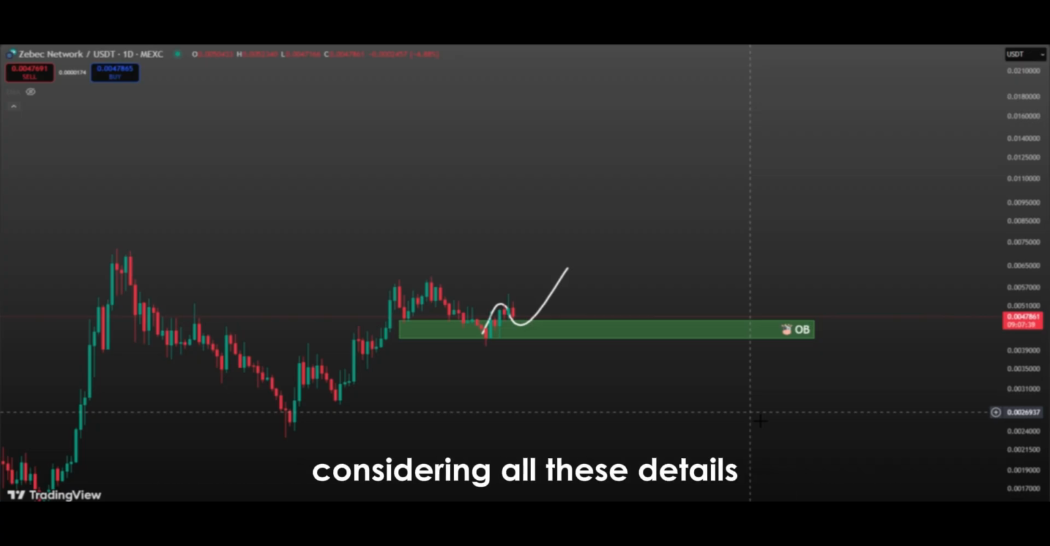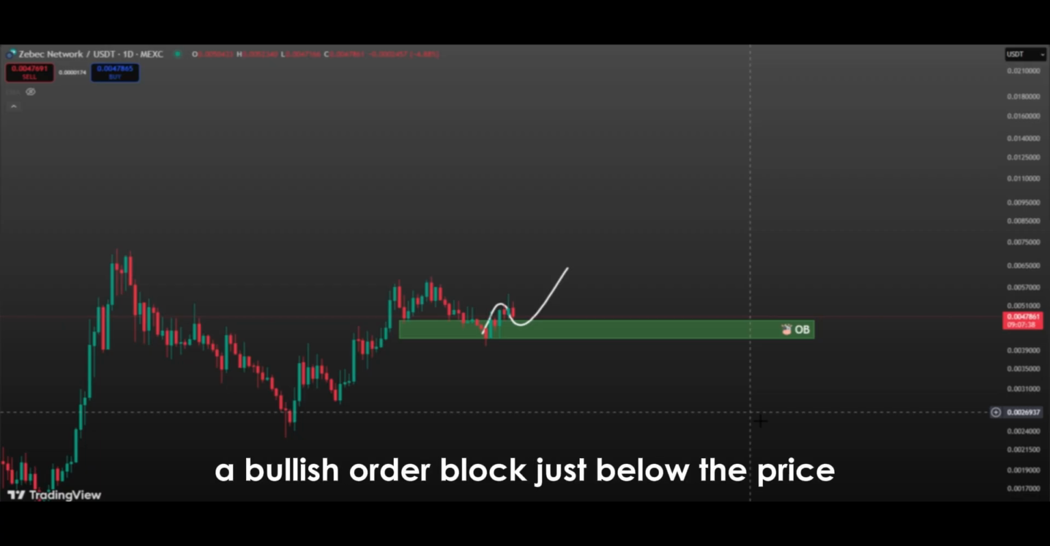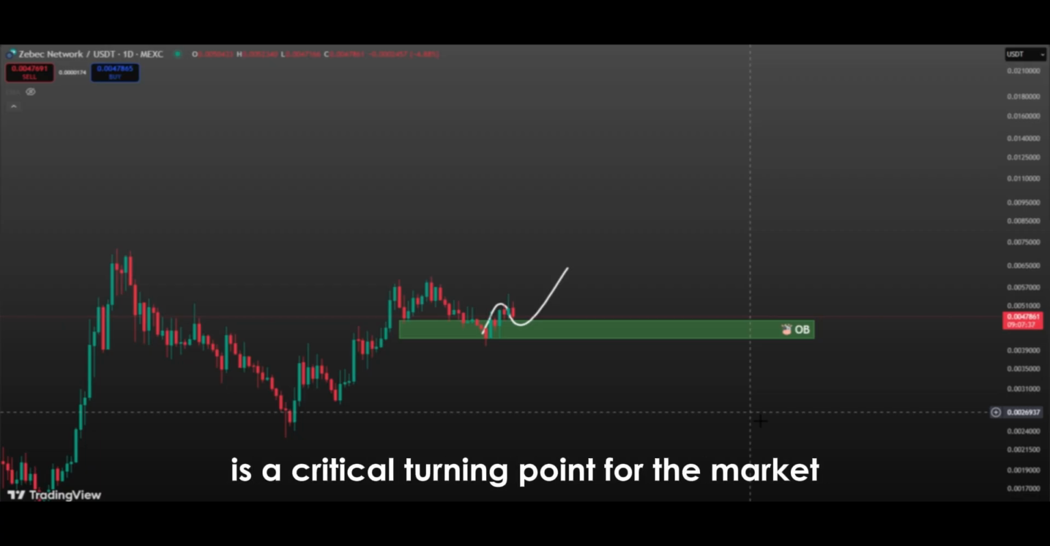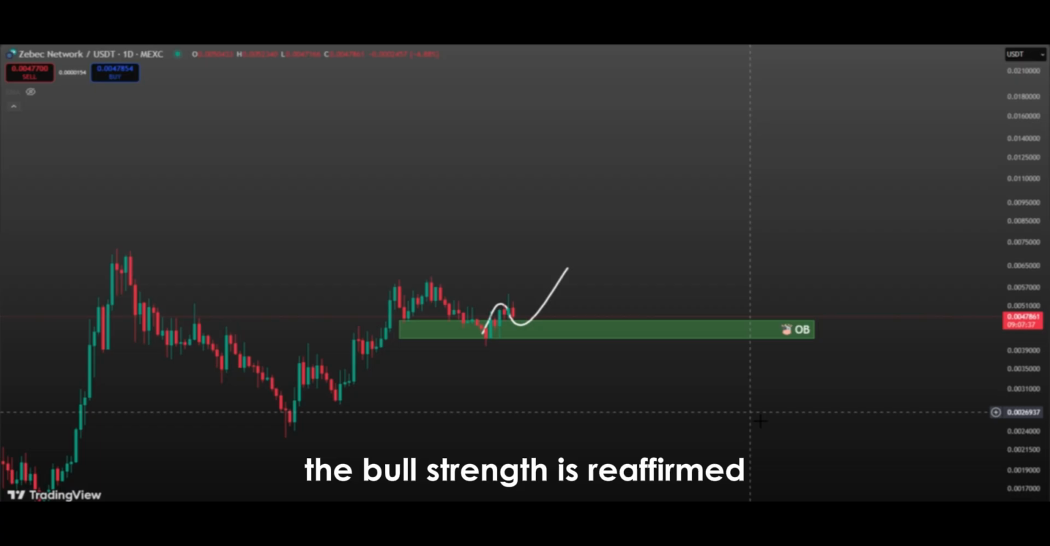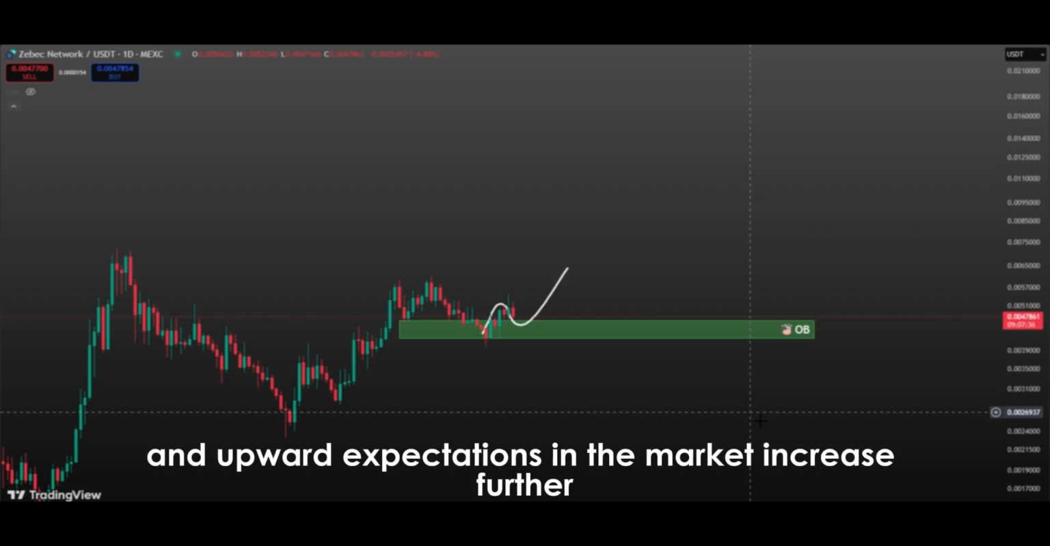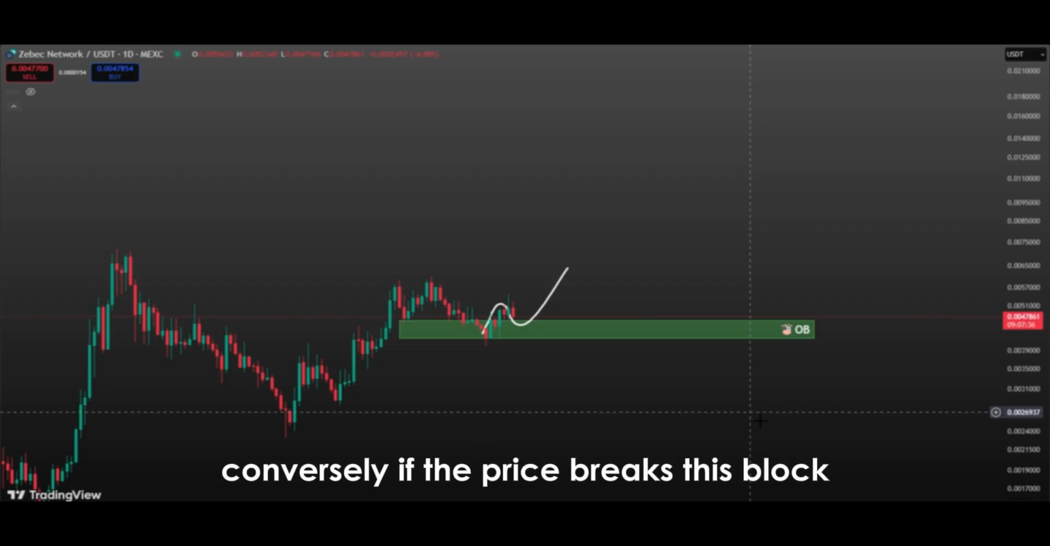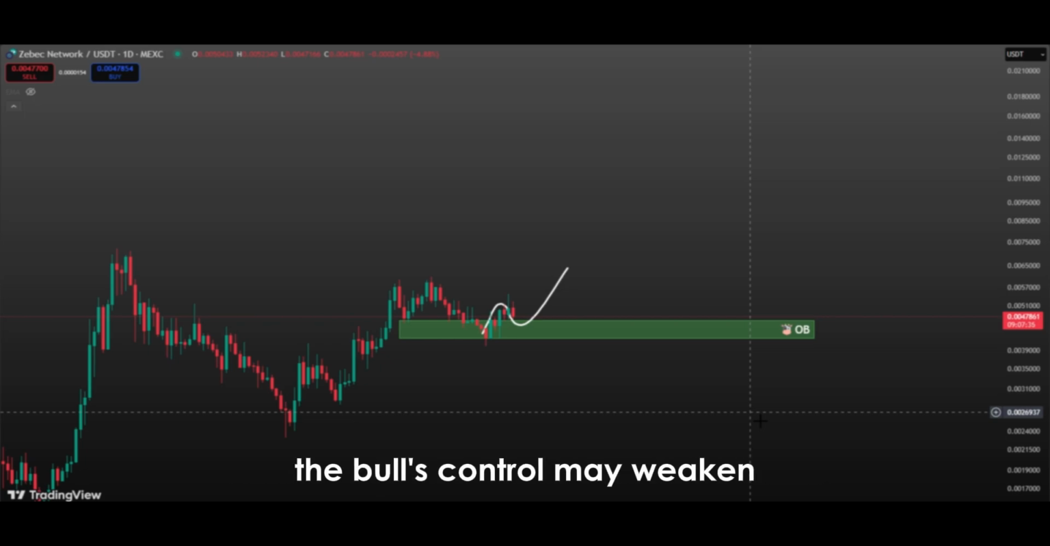Considering all these details, a bullish order block just below the price is a critical turning point for the market. If the price gains support from this area, the bull's strength is reaffirmed, and upward expectations in the market increase further. Conversely, if the price breaks this block, the bull's control may weaken.